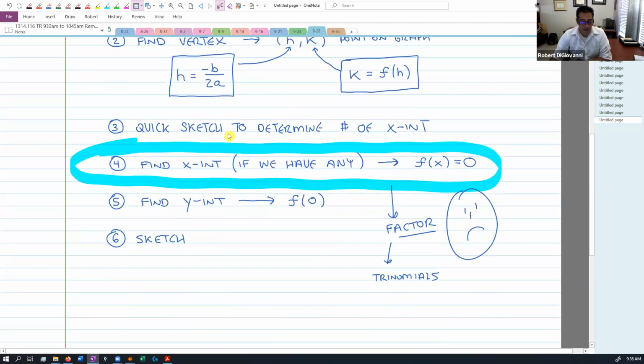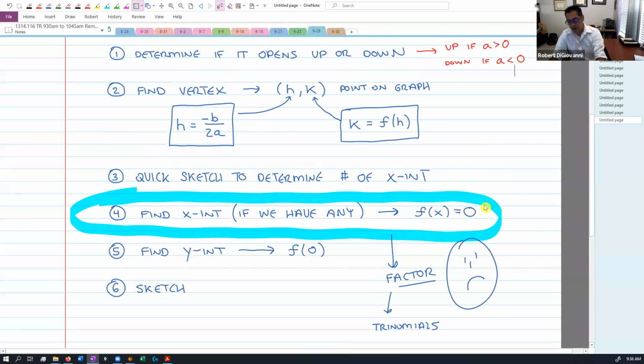After that, we'll do a quick sketch. This will help us determine how many x-intercepts we have. And then step 4, this in blue here, this was going to be the part that sucks, is we'll find x-intercepts if we have any by setting the function equal to 0. And then we will find the y-intercept we should have by plugging 0 into the function, and then we will sketch it. Sketch the final graph.